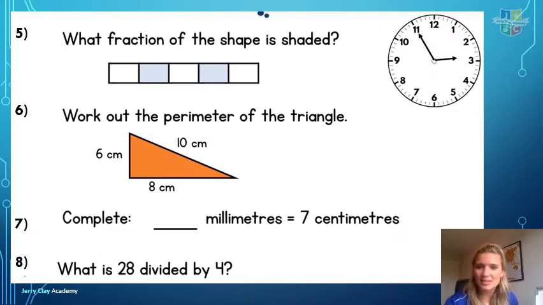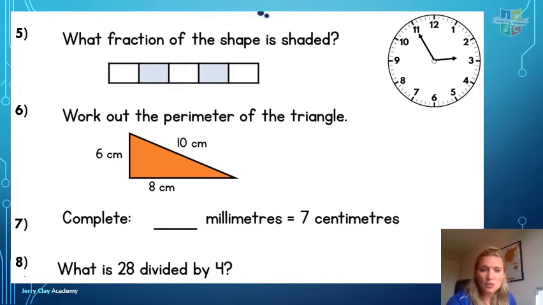Okay, this time I'd like you to again tell me the time on the analog clock. Tell me also in digital, in the morning and the afternoon, for really good practice. Then we're going to be moving on to some fraction work as well today. So number 5 is looking at what fraction is shaded. Remember, the numerator tells you how many parts are shaded. The denominator tells you how many parts there are in total.